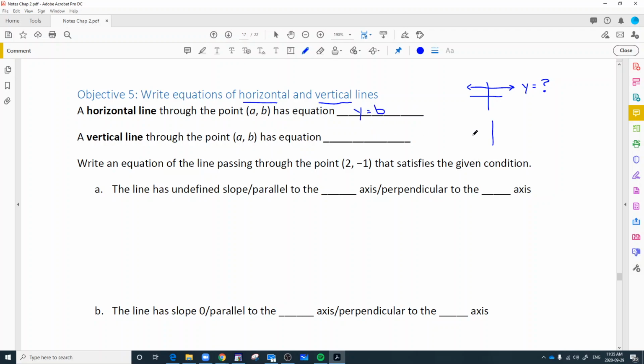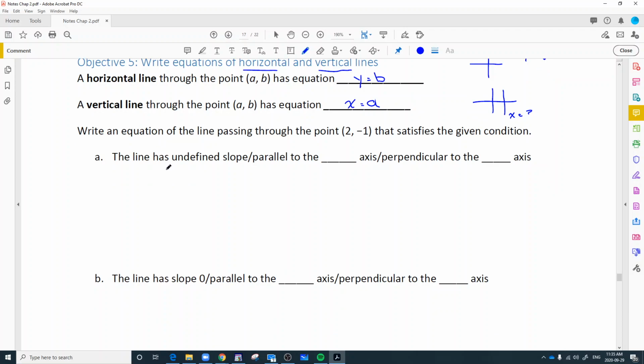A vertical line looks like this. It passes through your x-axis, so it's going to have an equation x equals something. So if it passes through the point (a, b), it would be x equals a. So the question in your homework or on your quiz or your test will look something like this. Write an equation of the line passing through the point (2, -1) that satisfies the given condition.